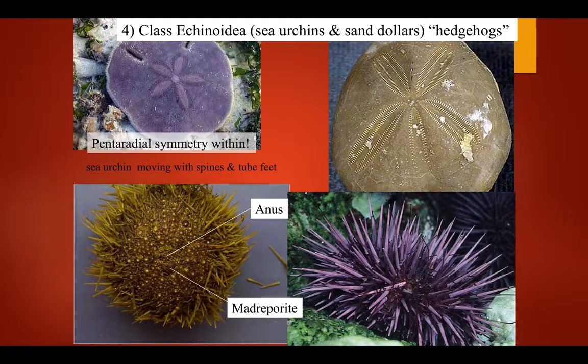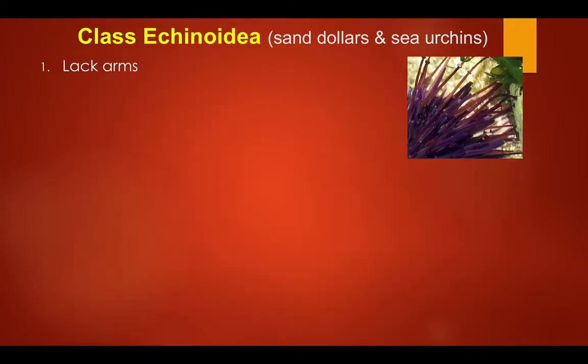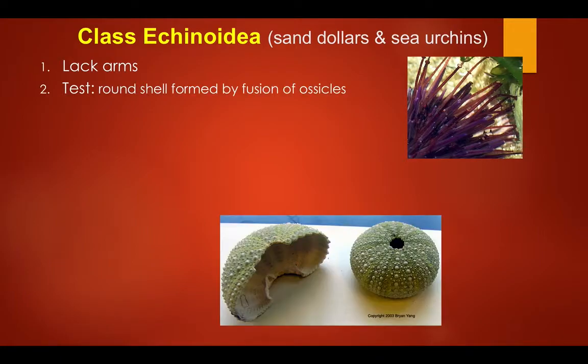Next we have the class Echinoidea. These are sea urchins and sand dollars. The class Echinoidea do not have arms, so this separates them from the other three classes that we've talked about so far. Rather, they have this specialized structure that is almost like a shell. This is called the test. So the test is a round shell formed by the fusion of ossicles. So these are those calcareous plates fusing together to form the test.